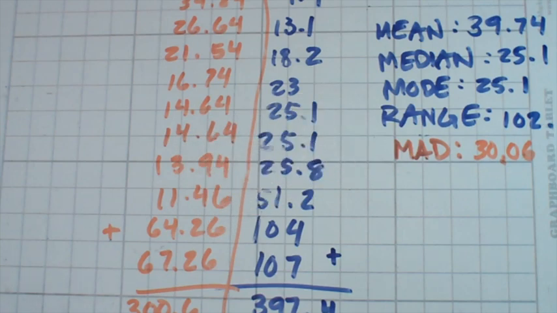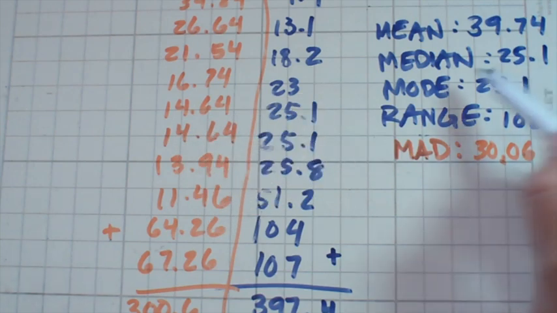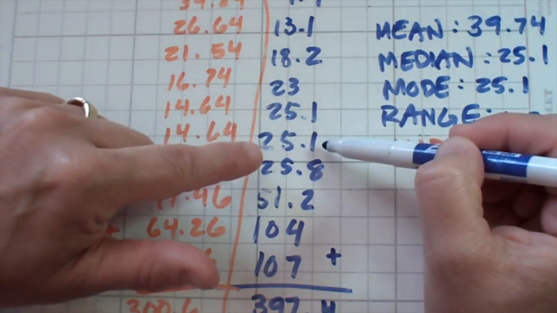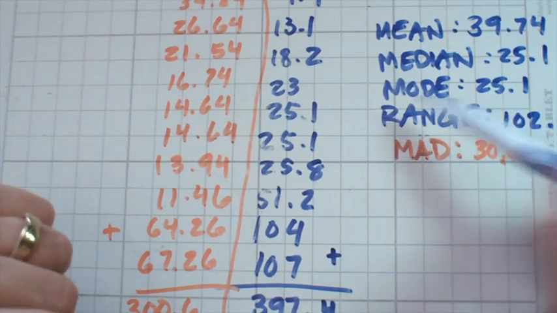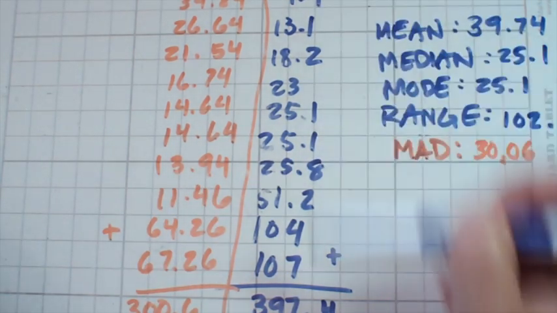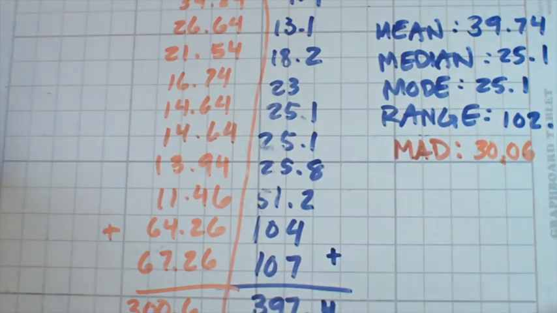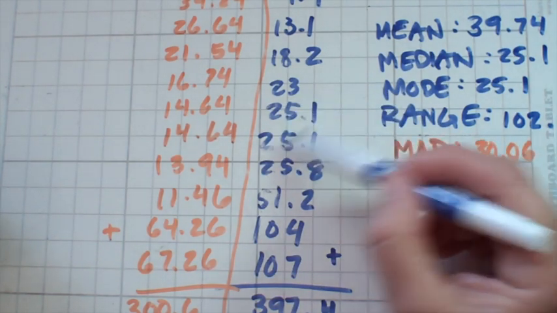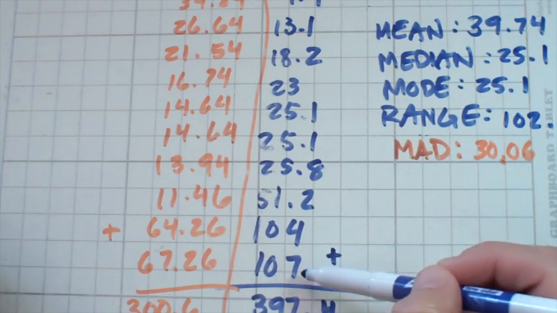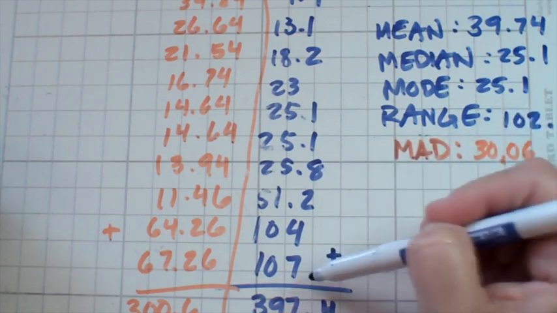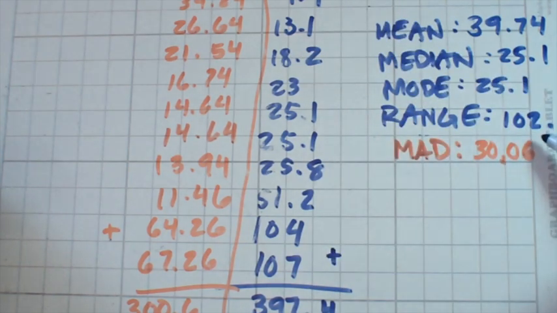Okay, so for the median, I got 25.1 because both of the numbers in the middle are 25.1. For the mode, I got 25.1 because it's the only number that's duplicated. If all of the numbers were different, there would be no mode. So there's only a mode if you have a repeat. If we had two sets, like 25.1 and 25.1, and then we also had 104 and 104, there'd be two modes. The range, just subtracting biggest minus smallest, is 102.1.